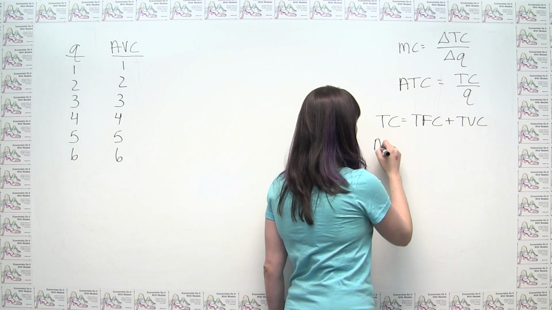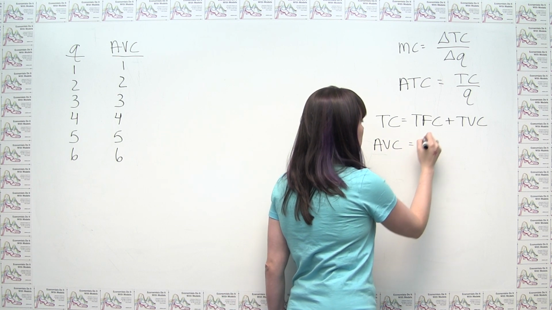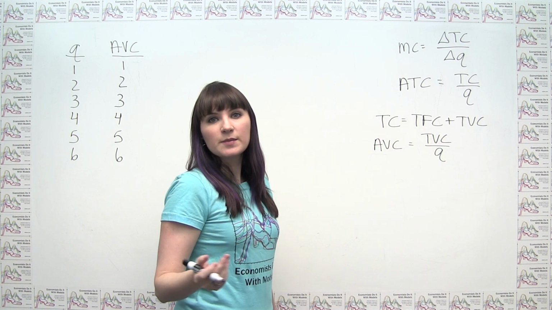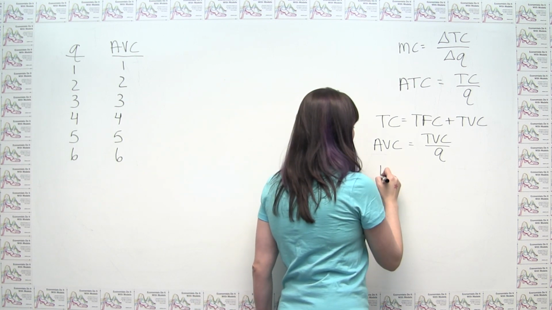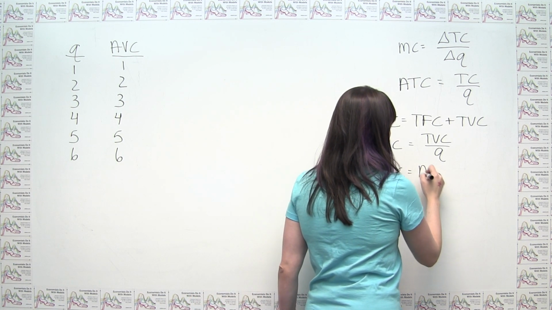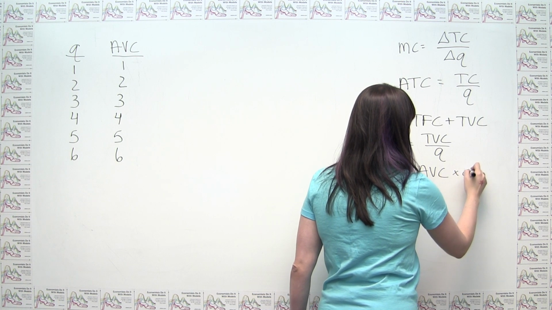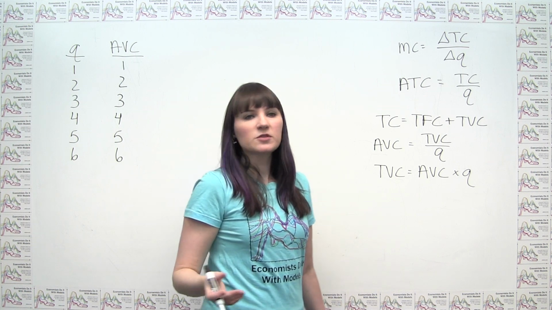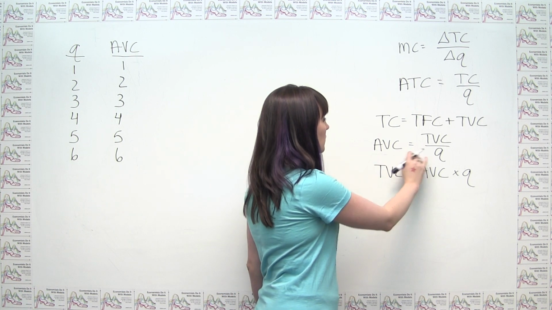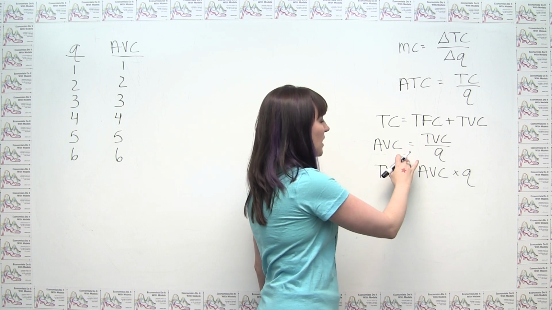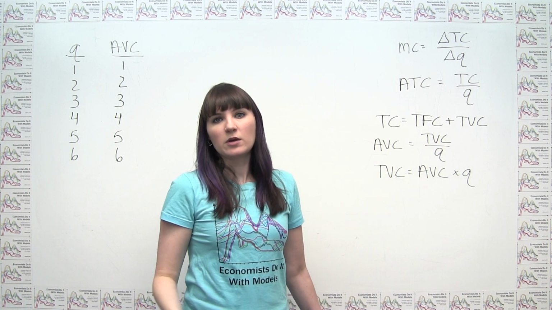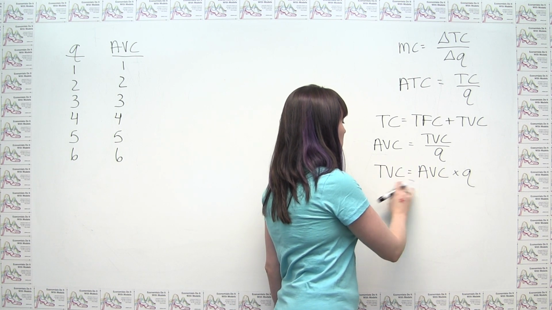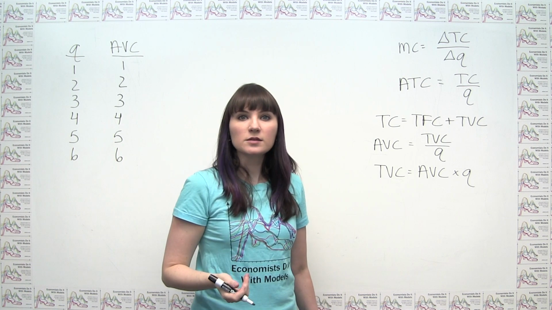Well, I know that average variable cost is equal to total variable cost divided by quantity. So some simple arithmetic is going to tell us that our total variable cost is equal to our average variable cost times quantity, just multiplying both sides of this by quantity. And that's helpful to remember because you can use these formulas forwards. If you have total variable cost, you can get average variable cost. But you can also use them what I would call backwards. If you have average variable cost, you can also scale that up to get total variable cost.